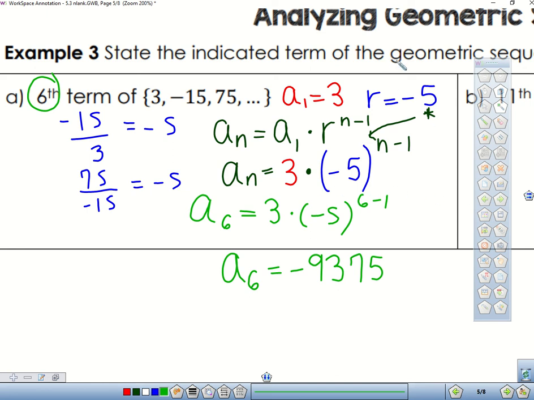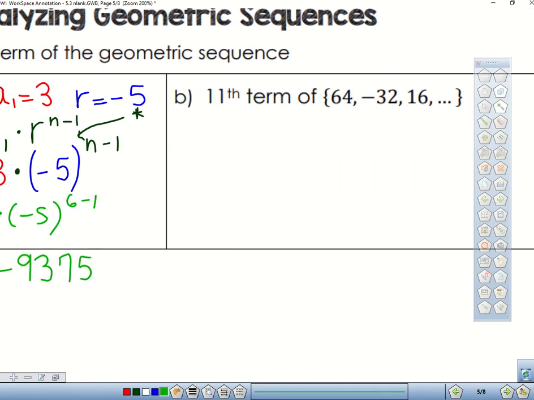So the important thing to note here is geometric sequences actually model exponential functions. And arithmetic sequences, anybody know what they model? Linear. Good, they model linear functions because they only go up by a set amount each time. So that's just something to think about. Let's go ahead and try B.